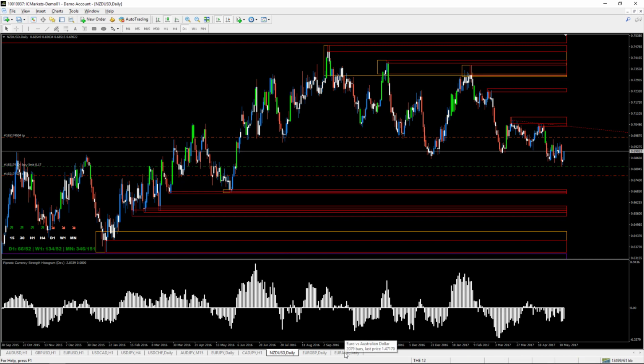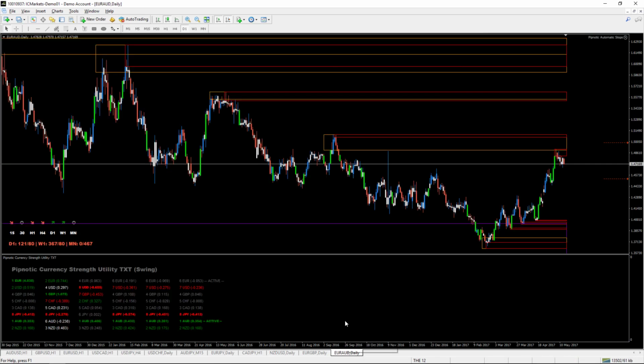So let's have a quick look at the strength information and see what we should be doing. Okay, you can see here that we have some pretty interesting stuff.